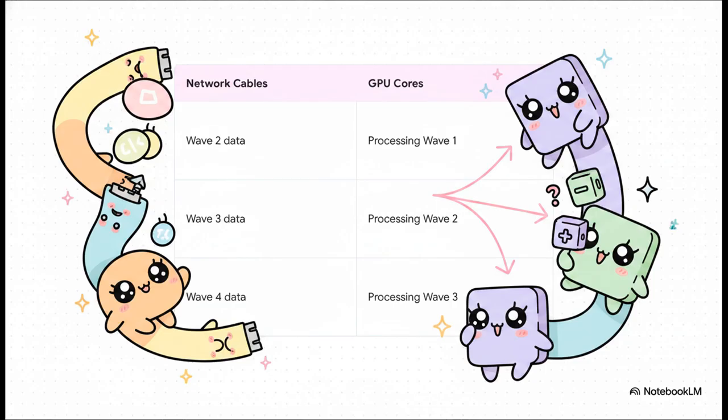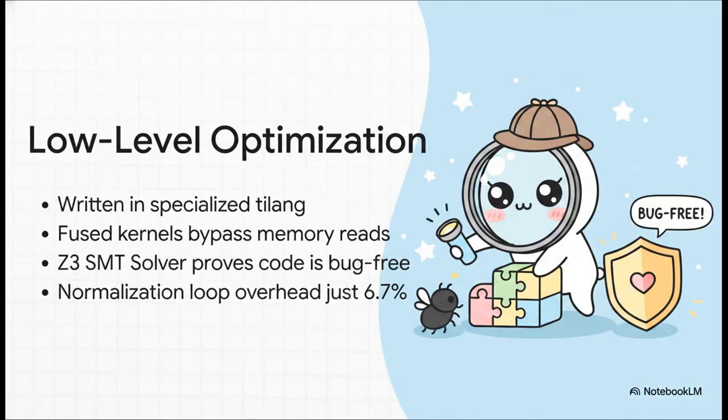Look at how this works. The network cables stay completely saturated, ferrying Wave 2 data, while the GPU cores are simultaneously crunching the numbers for Wave 1. Computation and communication are perfectly overlapped. Thanks to this, network latency essentially disappears. Poof!